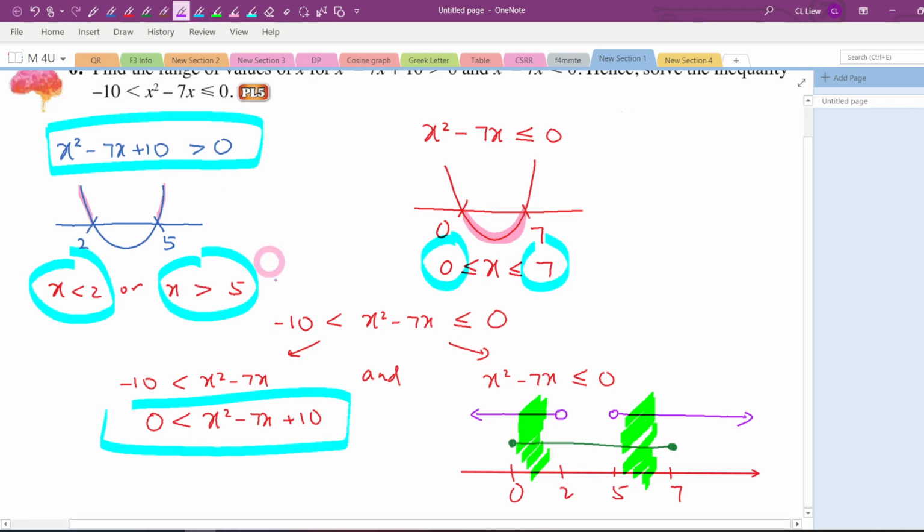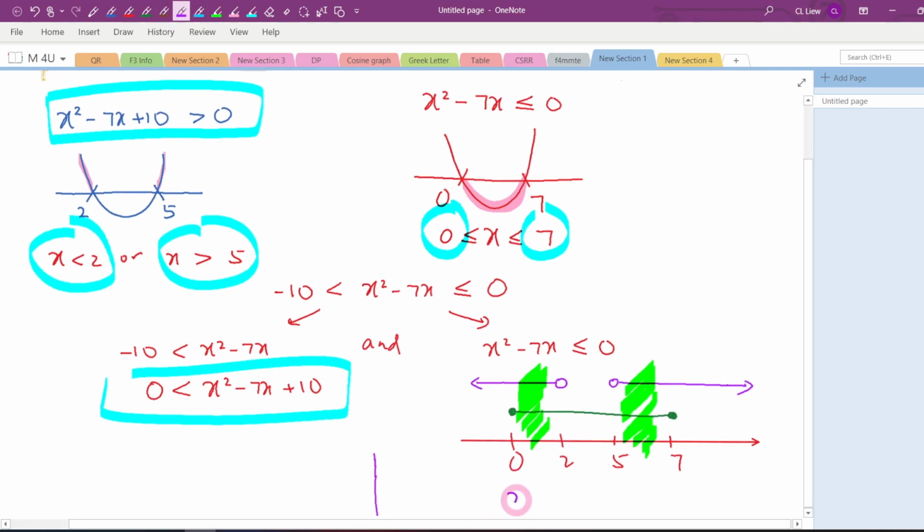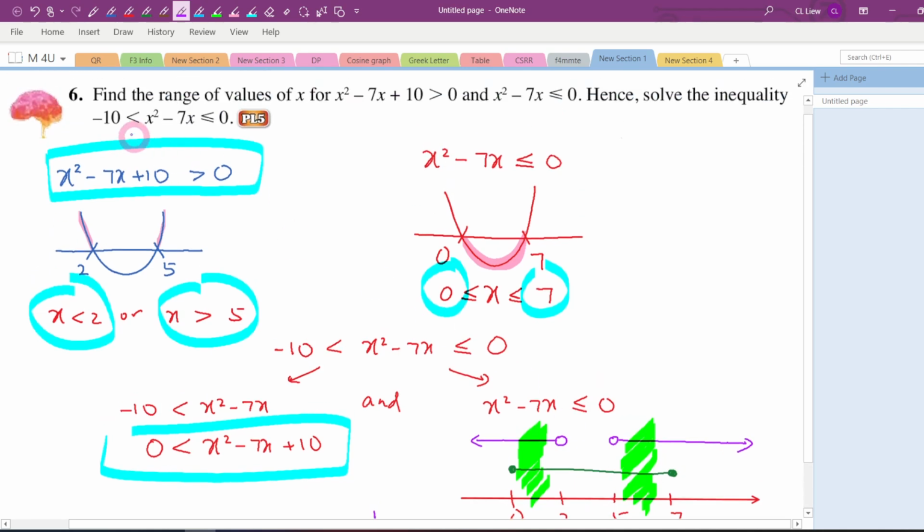So our final answer, the range of x, will be x is greater than or equal to 0, less than 2, 2 is not included, or x is greater than 5, 5 is not included, and less than or equal to 7, 7 is included. Okay, these are the final answers for this part.